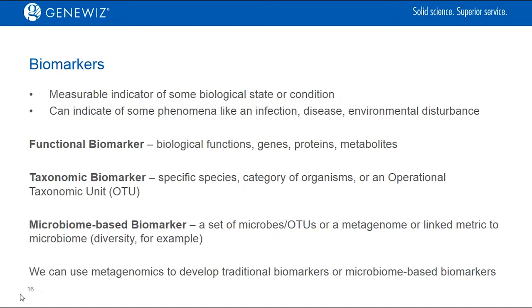Primarily, we will be looking at differentially expressed genes, microbes, and pathways. This is where we're going to find strong biomarkers. So the power of metagenomics in this area is that we can really use it to develop any of these classes of biomarkers.